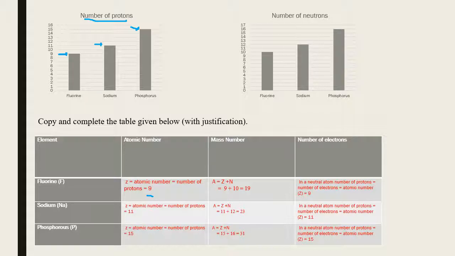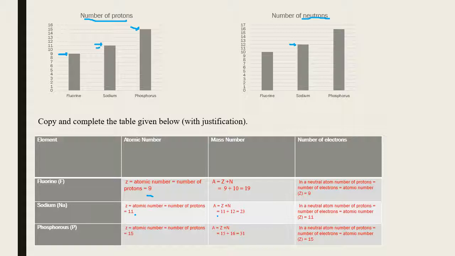What's the number of neutrons? Here it is, the number of neutrons. What's the number of neutrons in the fluorine atom? It is 10. So 9 plus 10 equals 19. Same for the sodium. What's the number of protons? It's 11. We can even get it from the graph, which is here. What's the number of neutrons? It is 12. So we do 11 plus 12, which is 23.